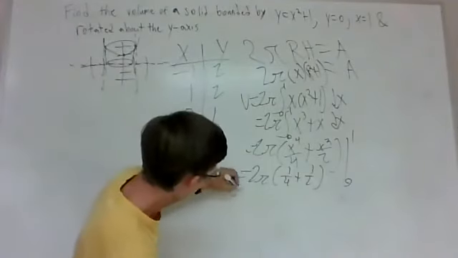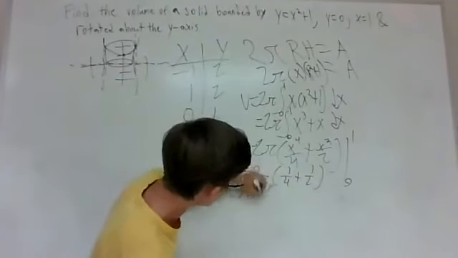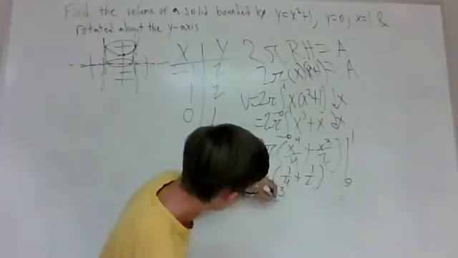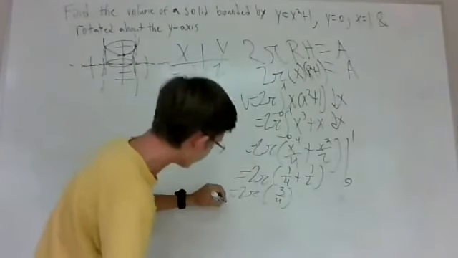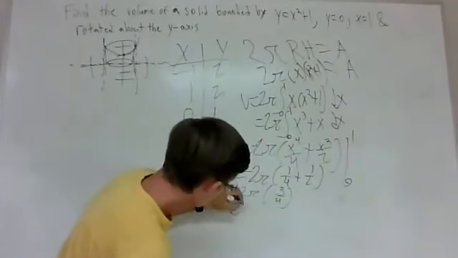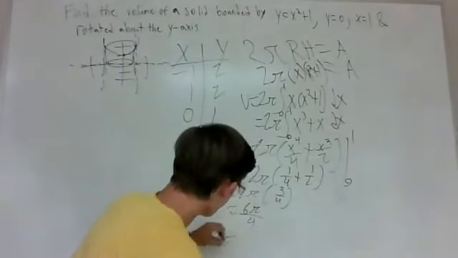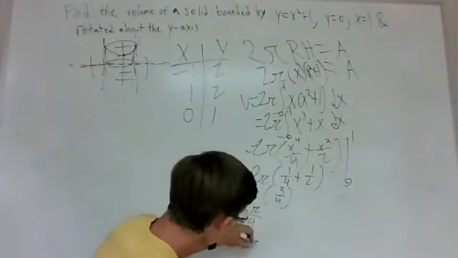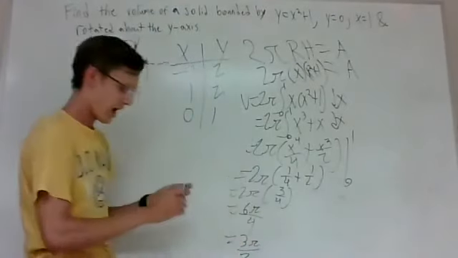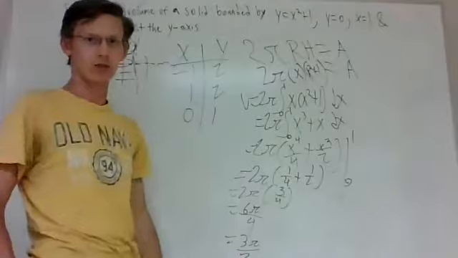So now, to simplify this further, we have 2 pi times 3/4. Simplified further, we have 6 pi over 4. Simplified even further, we have 3 pi over 2. And that is how you solve for this integral.